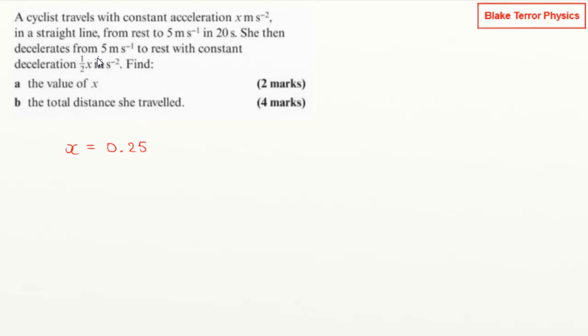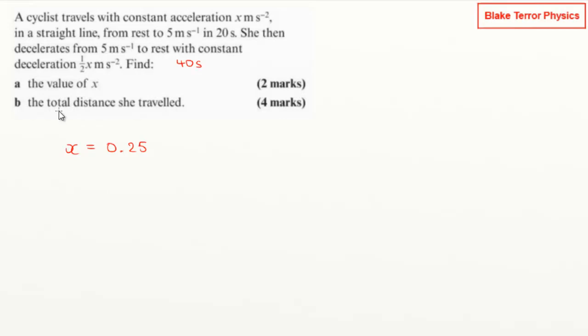Right, well, if this cyclist has decelerated at half the magnitude of the initial acceleration, then it must take twice as long to get back to rest. So we've got 40 seconds on the deceleration, but you'll notice that we've got the same average velocity on both of them, that we've got 2.5 meters per second is the average magnitude of the velocity. It's our average speed in each part.